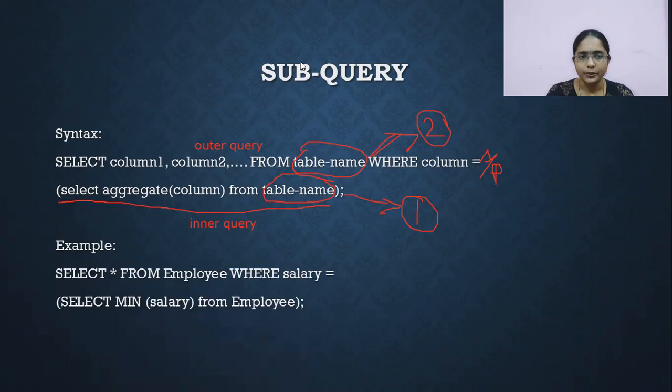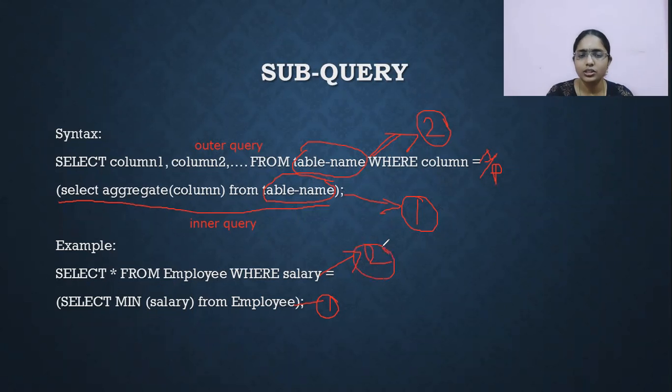Look at this example. What is this particular example I have given? Select star from employee where salary equals, select min salary from employee. As I told you, which query is executed first? Your inner query is executed first and the outer query will be executed next.